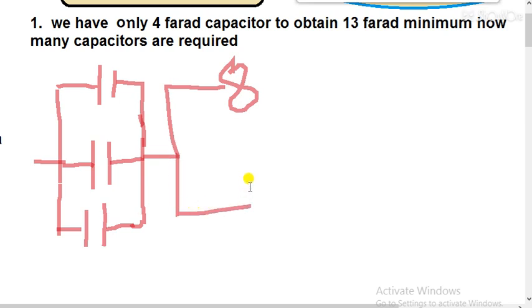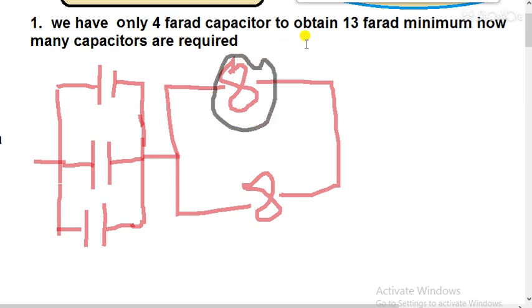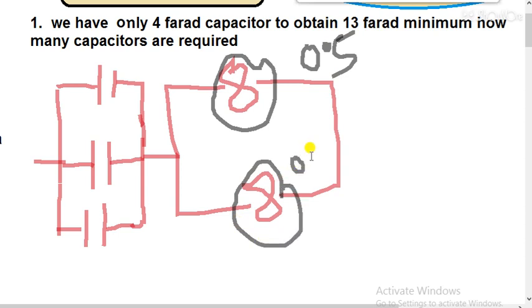So let's take this and now connect 8 capacitors in series in the upper branch, 8 capacitors in series in the lower branch, 8 capacitors here, 8 capacitors here. Now students, after connecting 8 capacitors here, you will get value 0.5. After connecting 8 capacitors here, you will again get value 0.5, because after connecting 8 capacitors, the capacitance will be 4 by 8.